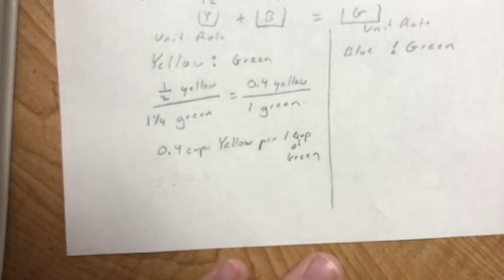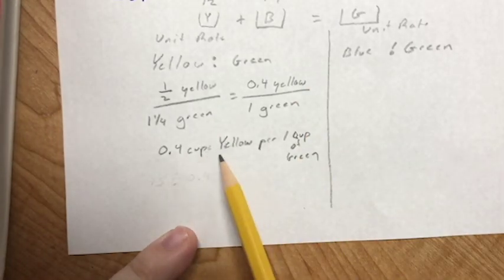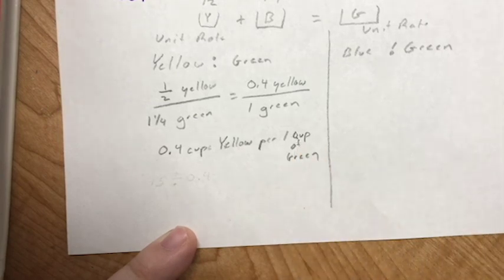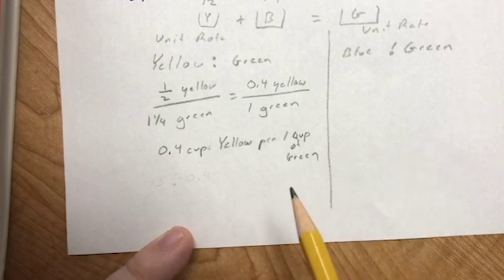Now, this is actually where I'm going to stop you. All right, I'm not going to give you the rest of it. So I have given you the unit rate of how many cups of yellow it takes to make 1 cup of green. I want to see if you can figure out on your own how many cups of yellow would make 15 green. There's a couple ways that we can do this, but I'm going to give that to you as a little bit of a challenge problem.